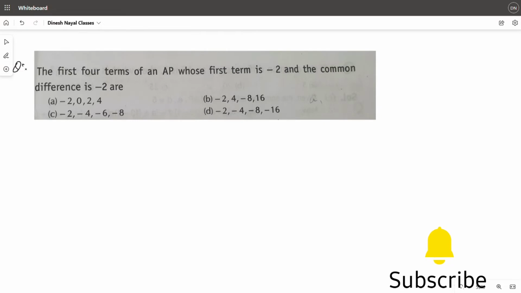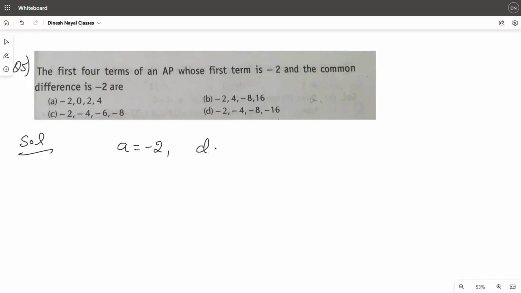So this is question 5. The first 4 terms of an AP whose first term is minus 2 and the common difference is minus 2. We have been given the first term and the common difference, minus 2. We know that in a given AP, suppose A is minus 2 and the common difference is minus 2. So the next term is found by adding minus 2 to the first term. So minus 2 plus minus 2 equals minus 4.